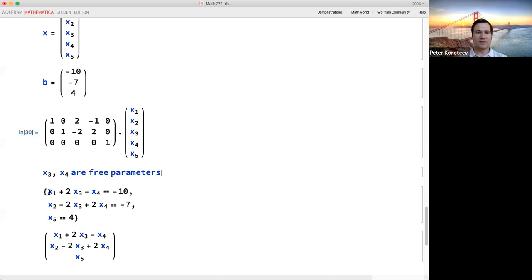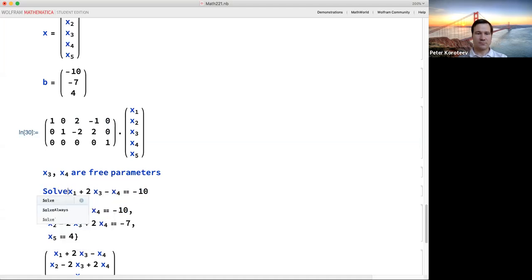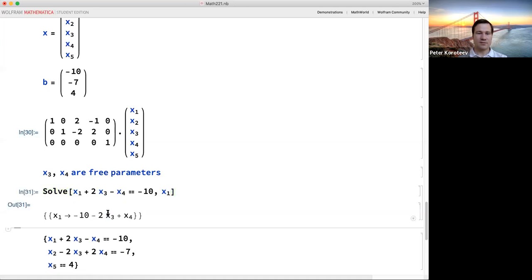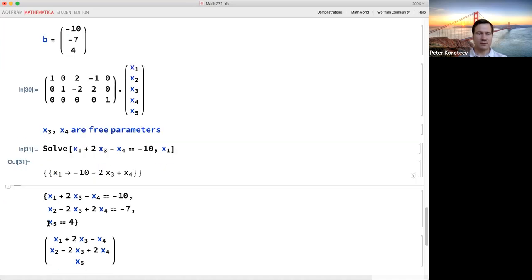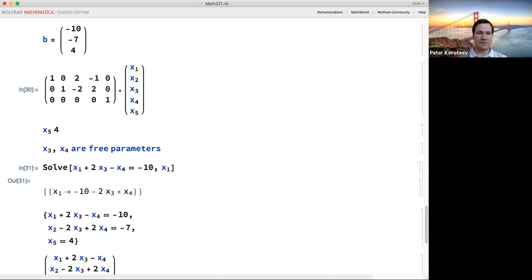Then we can solve, for example, the first equation. We can find x1 from the first equation, and we can find x2 from the second equation. So we solve this for x1. That gives us minus 10 minus x3 plus x4. So let's collect the solutions. We know that x5 is equal to 4, x3 and x4 are parameters, and this equation was solved with respect to x2. So that's x2.